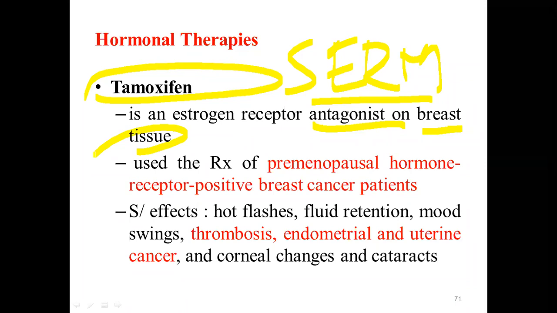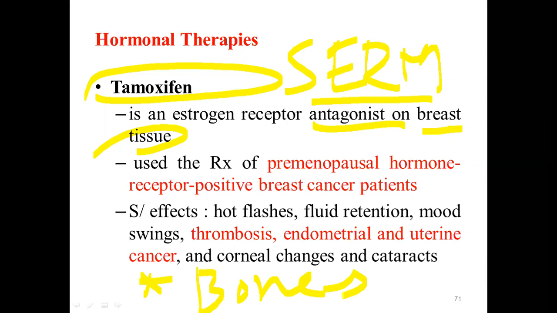That is why tamoxifen is the most widely used hormonal therapy for premenopausal or postmenopausal hormone receptor positive breast cancer patients. So side effect wise, because of its estrogenic effects on the other tissues, osteoporosis is not a concern. So we don't expect osteoporosis, because in the bone tamoxifen has an estrogenic effect and it promotes bone formation.